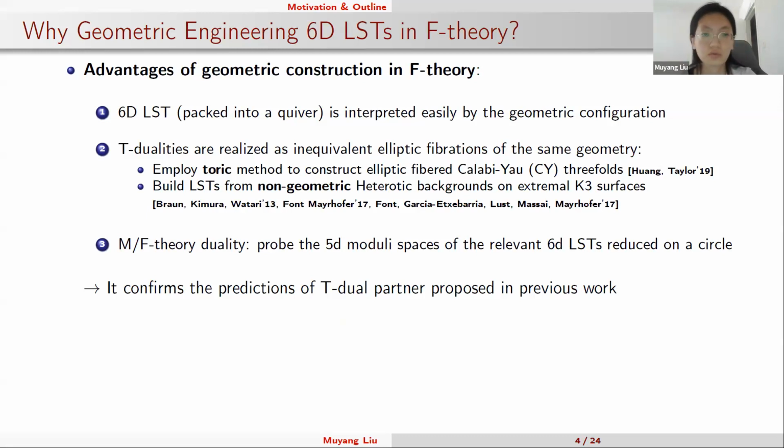In our trilogy work, we use mainly two directions to construct the geometry relevant to the little string theories in 6 dimensions. First, we employ the toric constructions that utilize the combinatoric data from the toric geometries. Second, we can also explore the little string theories from the non-geometric heterotic backgrounds, especially focusing on certain types of extremal K3 surfaces that give us many novel types of multi-T-dual families.